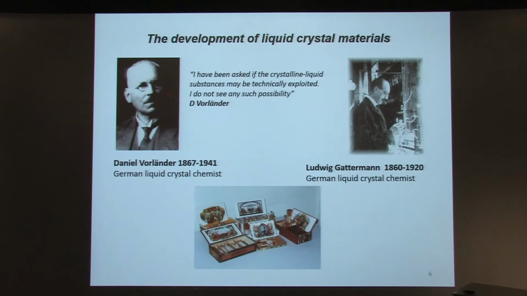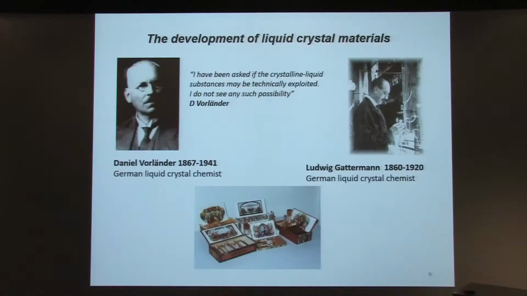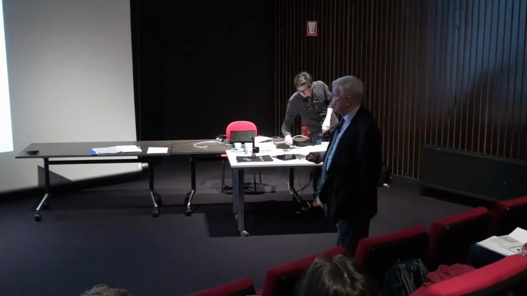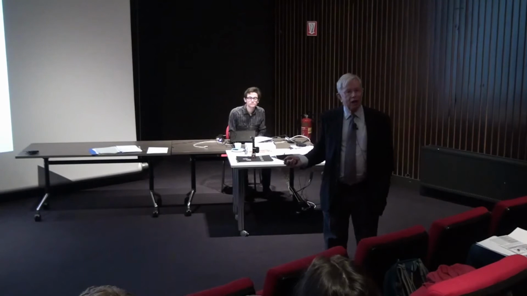But Daniel Vorländer was actually much more committed to liquid crystals, and in the period of his work from 1900 to the 1940s, he produced over 1,000 liquid crystal materials, which he stored in his cigar boxes. As you can see, a lot of smoking went on in the chemistry labs at that time, so there were plenty of empty cigar boxes. I have to say that these cigar boxes have in fact survived in Halle, where Vorländer worked, and it's still possible to see them.